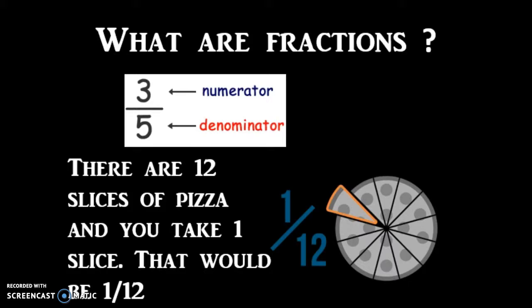So what are fractions? Well, a fraction is a part of a whole. So if you had a whole pizza and cut it up into 12 slices, and you ate one slice, you would have eaten 1/12 of the pizza. The other thing you need to know is that the top number is called the numerator, and the bottom number is called the denominator.